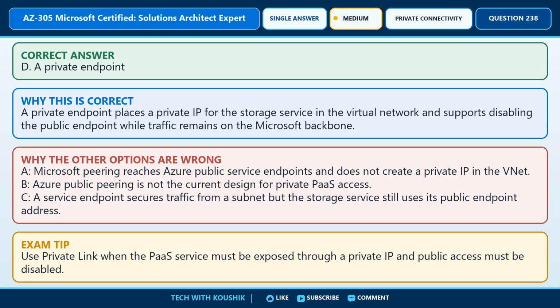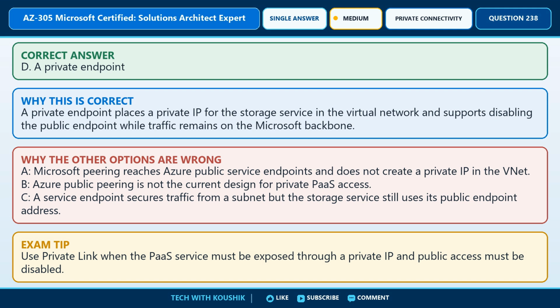The appropriate choice is option D, a private endpoint. Here is the technical justification. A private endpoint places a private IP for the storage service in the virtual network and supports disabling the public endpoint while traffic remains on the Microsoft backbone. The incorrect choices fail for the following reasons. A. Microsoft peering reaches Azure Public Service endpoints and does not create a private IP in the VNet. B. Azure Public Peering is not the current design for private access. C. A service endpoint secures traffic from a subnet, but the storage service still uses its public endpoint address.